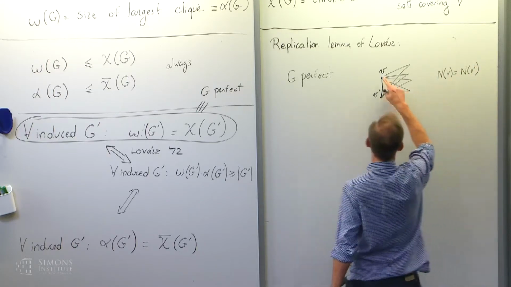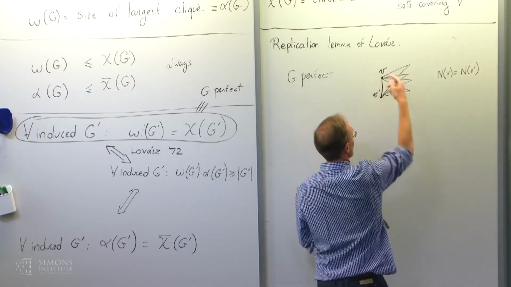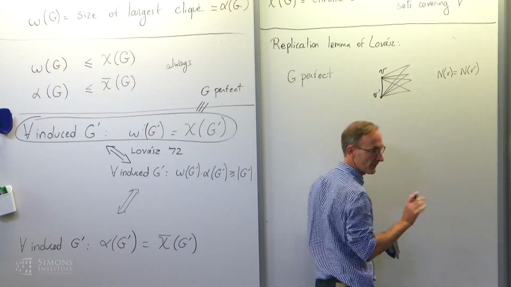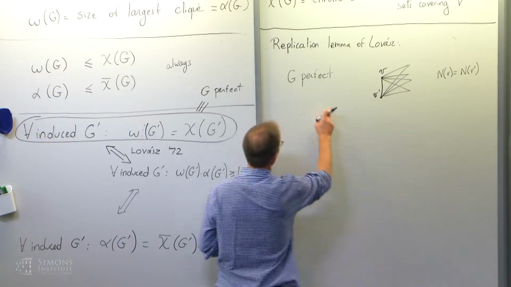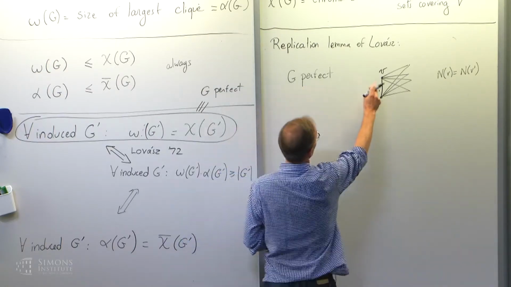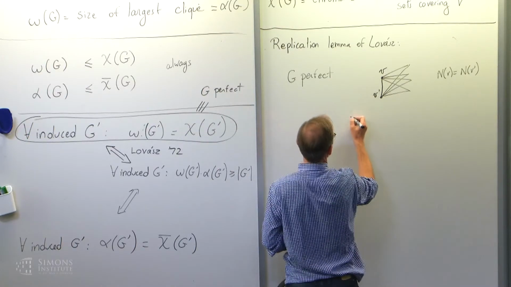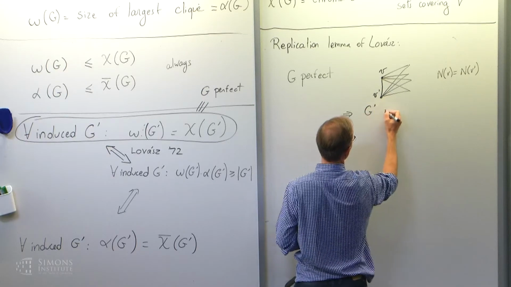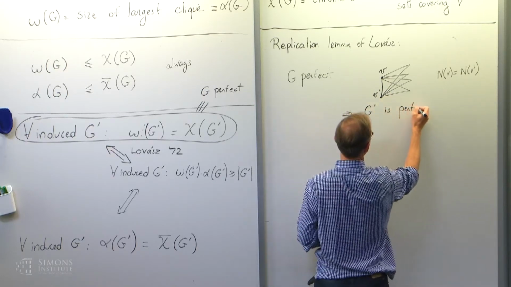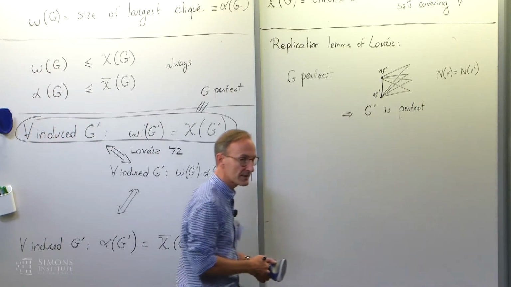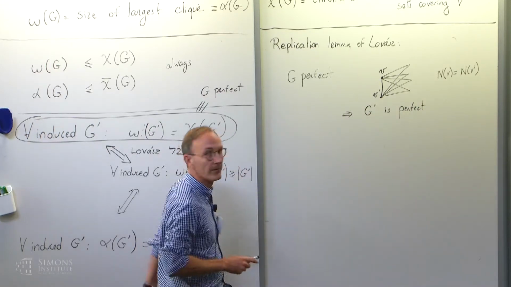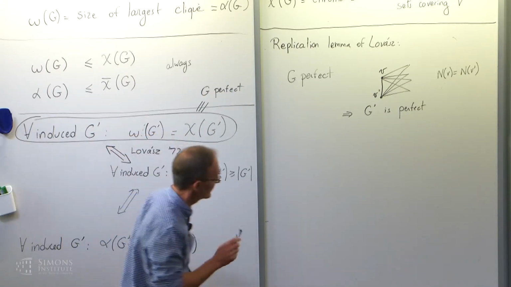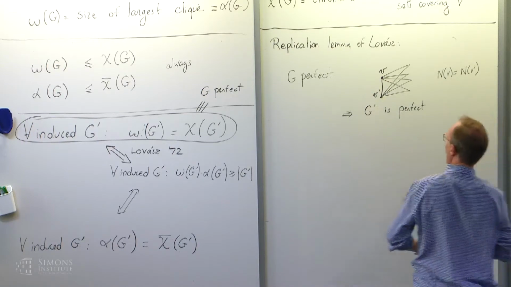Not quite, because the neighbors of v contain now v prime, and the neighbors of v prime contain v, but kind of. And so when you do this replication, what Lovász showed is that this new graph, G prime, is also perfect. It's not too difficult to show. We could show it, but let's skip it for now.